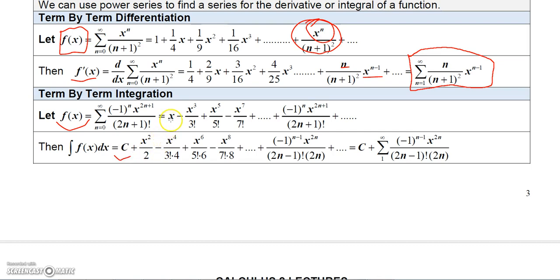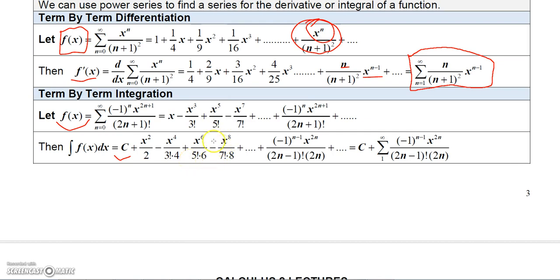And then if you integrate x, you get x squared over 2. And if you integrate x cubed, you get x to the 4th over 4. And then it's also times 3 factorial in the denominator. x to the 5th would be x to the 6th over 6, and that would be times 5 factorial in the denominator.